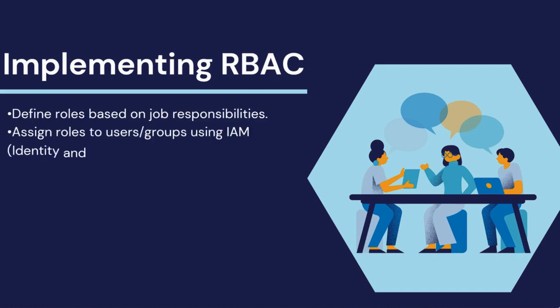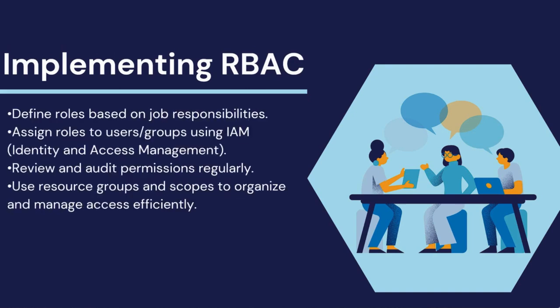So, implementing RBAC. To set up RBAC, start by defining roles based on jobs like IT support or data analyst. Use identity access management to assign these roles to users or groups. Regularly review and audit permissions to avoid over access. Organize with resource groups and scope for better control.